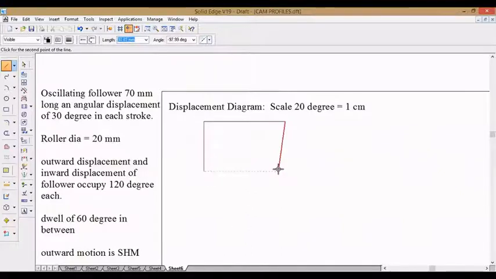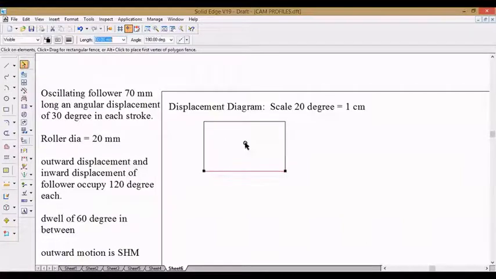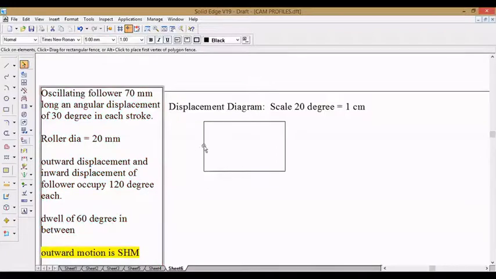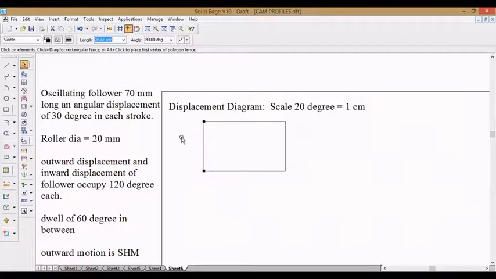The lift is 36.65 minus 90 degree, and close this. So this is the box for the outward stroke. And the outward stroke is following which type of motion? See here, the outward motion is simple harmonic motion. So we know the procedure for how to draw the displacement diagram for simple harmonic motion.